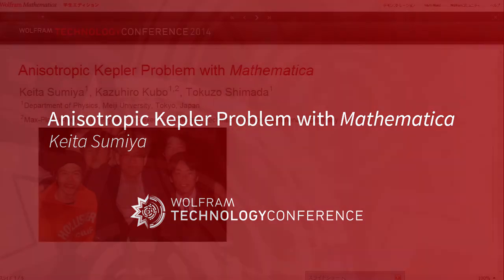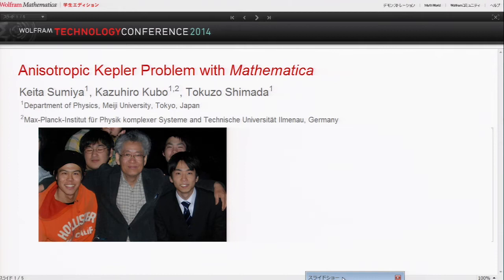Yes, this is the last session of this conference. I'm a fifth year graduate student in a major university, studying physics. My research area is quantum chaos, especially the anisotropic Kepler problem. I'm going to tell you about the study with Mathematica. This is our laboratory team, my professor, my older teammate, and this is me.